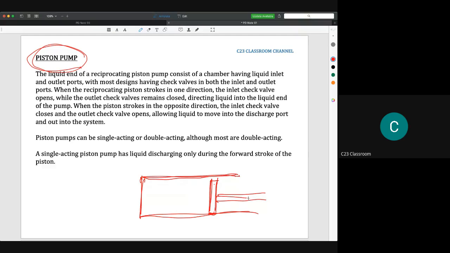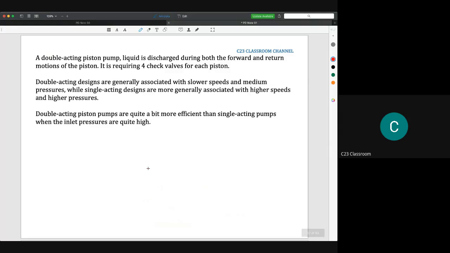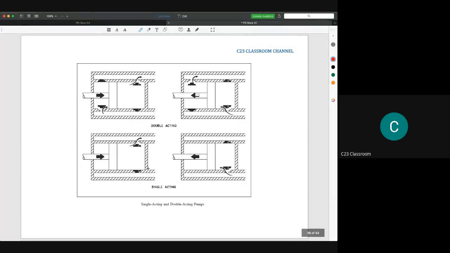When you pull this piston, you suck liquid in through the inlet, into the volume here. And then when you push this piston, you push the water outside, to the discharge line. However, it has single acting and double acting pumps.